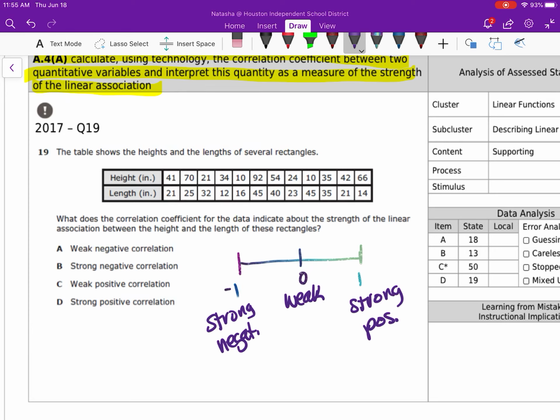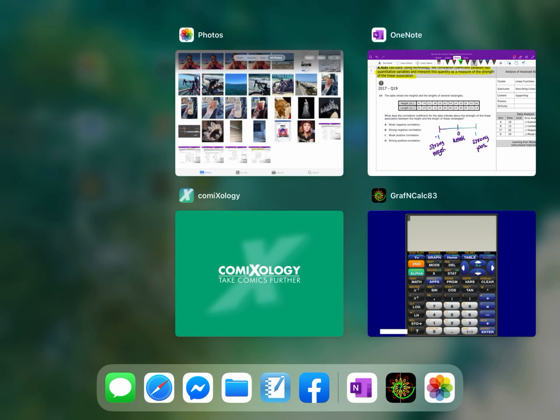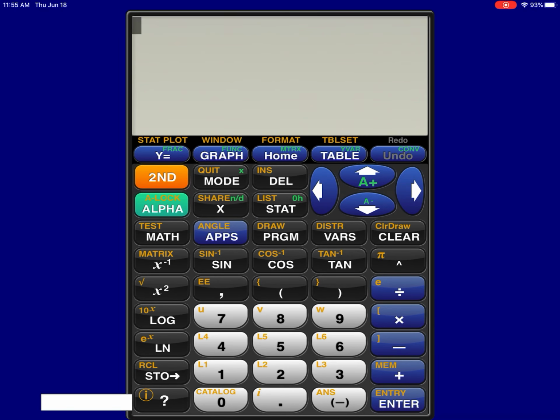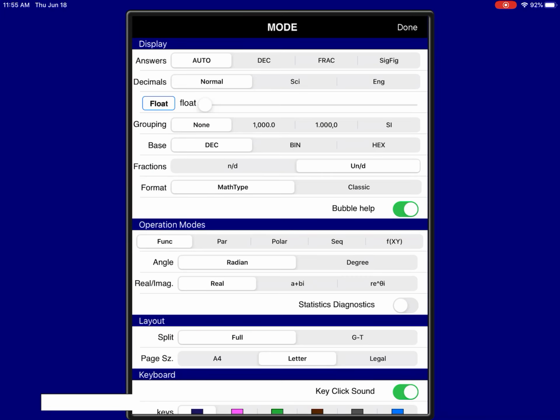Okay, so now the way that I'm going to calculate this is I'm going to put this data in my calculator. First of all, I need to make sure that my stat diagnostic is on in order to find my correlation coefficient, which is my R value. So I'm going to go to mode.